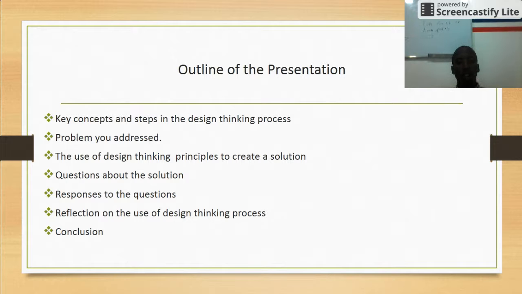We also talk about the web tour. I will go through the website that I created by showing some pages and main information that were included on the website. Lastly, we show the reflection on the use of the design thinking process, the way it helped me to work on this project. Also, we'll be giving the conclusion. And lastly, there is a reference page that shows the information that was used.